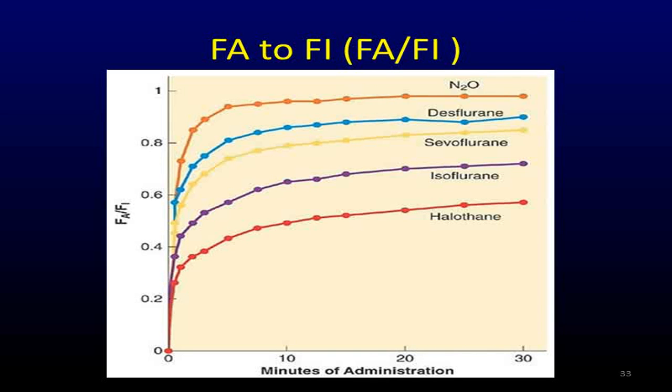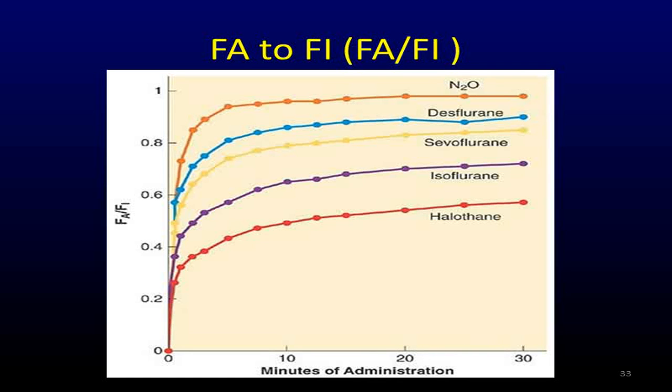And what is the MAC for nitrous? 100%. Can you ever deliver that? You'd kill a patient. But in this example, we'll say it's 100%. What was sevo and, I'm sorry, iso and halothane? Iso 1.15, Des 6, Sevo 2. Halothane? It's 0.75%. You may read 0.77, but 0.75 makes for easy math.